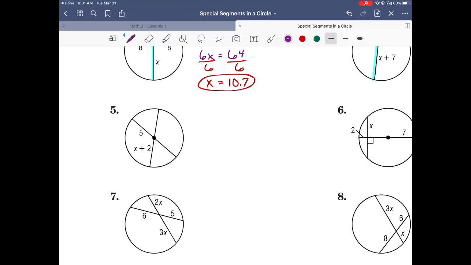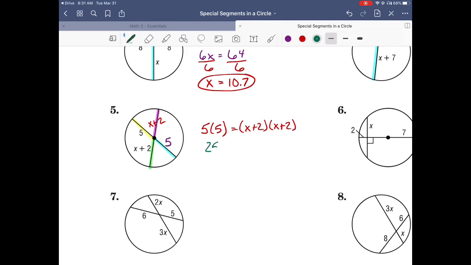All right, 5. So notice 5 does not give me a whole lot of information. It just tells me that this section is 5. But notice that they intersect at the middle, which means that both of those sections will be 5 because they are radii. On the other side, I have x plus 2. Again, it's meeting in the middle, which means that this one will also be x plus 2. So I have 5 times 5 equals (x plus 2) times (x plus 2).